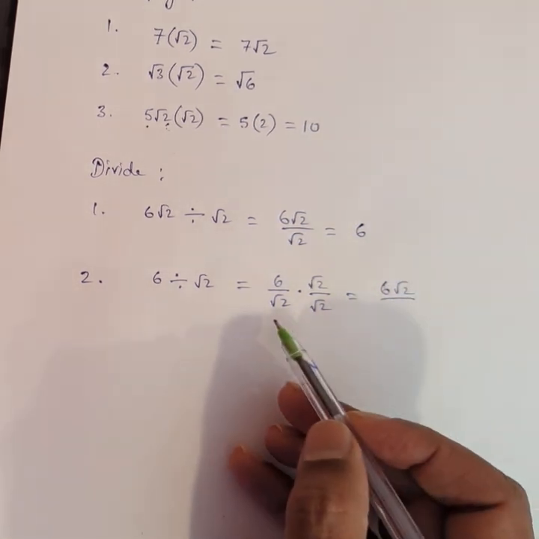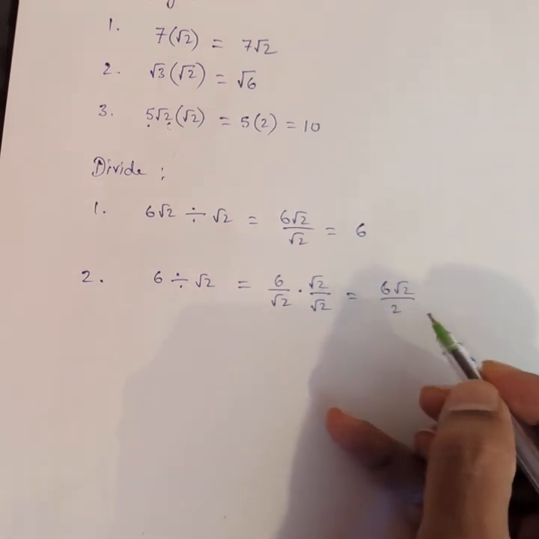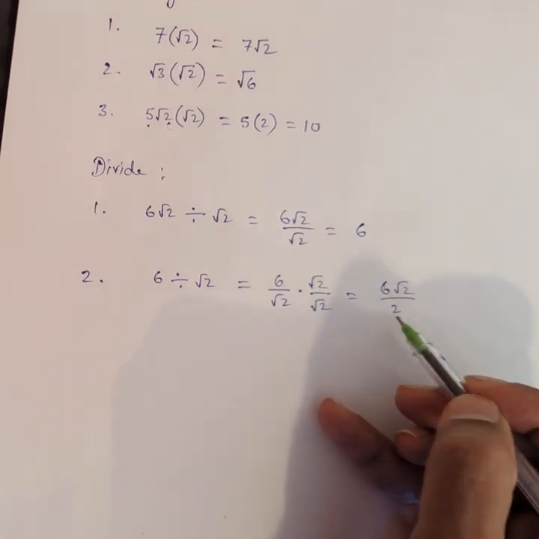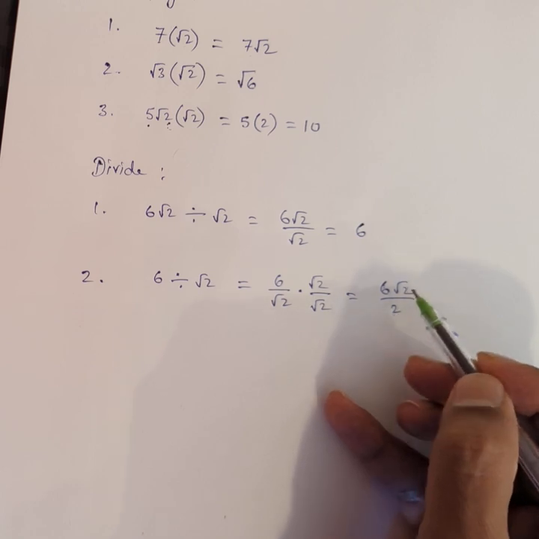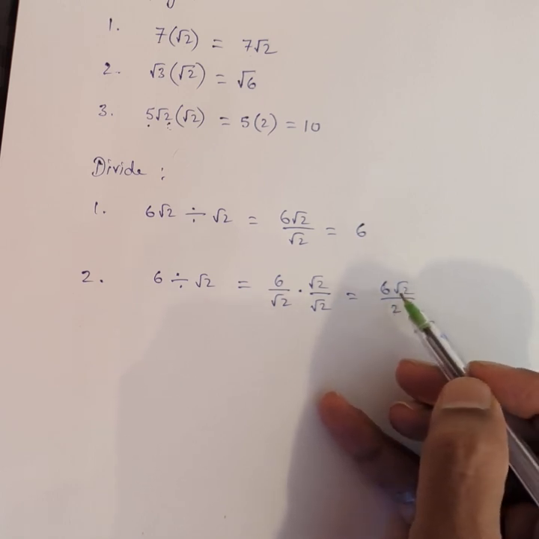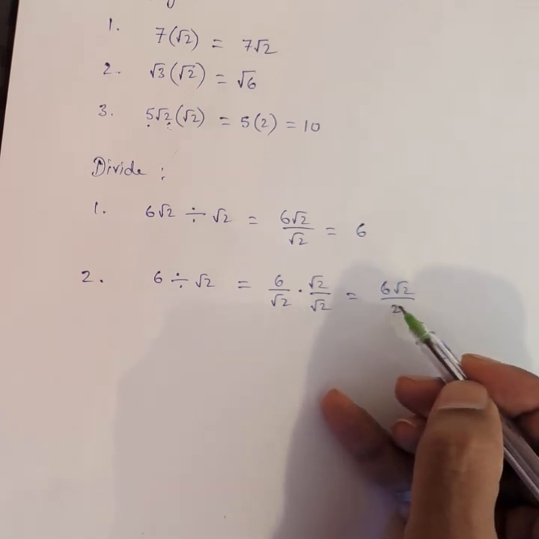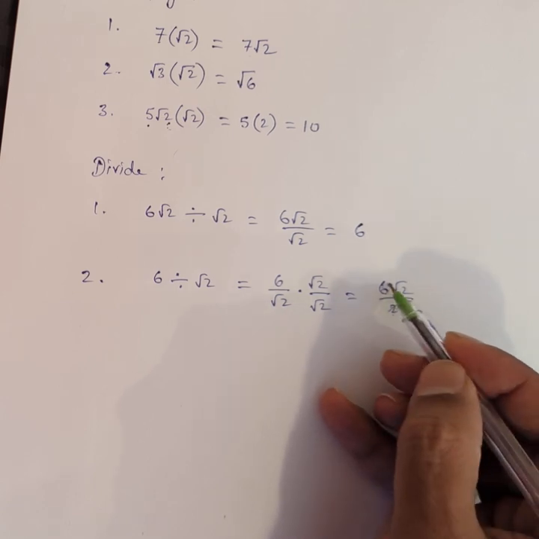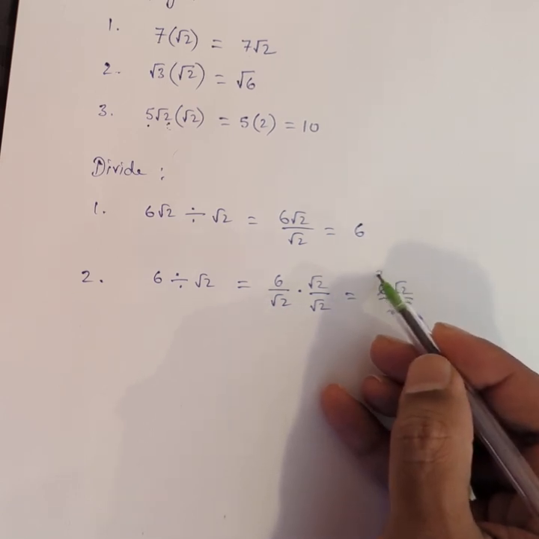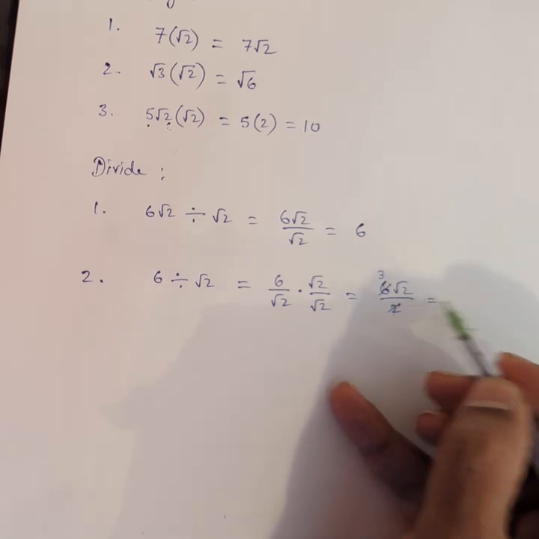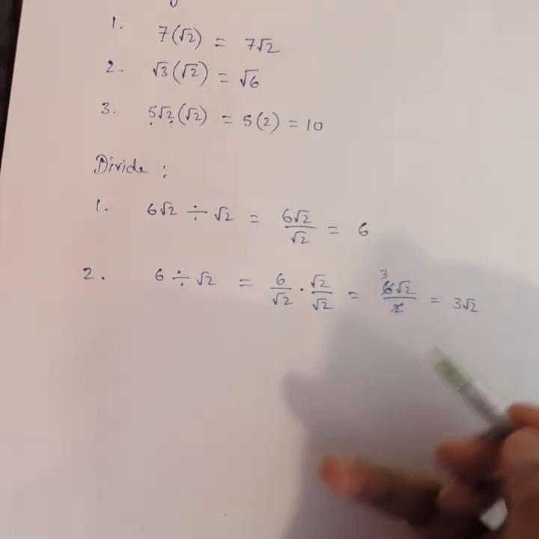And when you multiply root 2 with root 2, you get 2. And now you can cancel out this 2 with the 6. The 2 does not cancel with the root 2 because one has square root and the other does not. But I can cancel the 2 with 6 because 2 goes into 6 3 times. And the answer is 3 root 2.